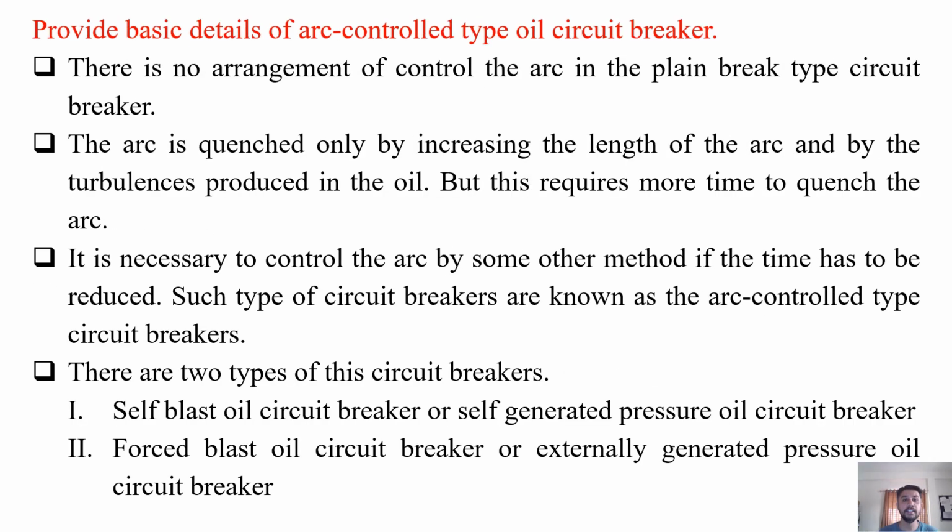Provide basic details of arc control type oil circuit breaker. There is no arrangement to control the arc in the plain break type oil circuit breaker, but the arc is quenched only by increasing the length of the arc and by the turbulence produced by the oil itself. But this requires more time to quench the arc, so it is necessary to control the arc by some other method if the time has to be reduced. Such types of breakers are known as arc control type circuit breakers.